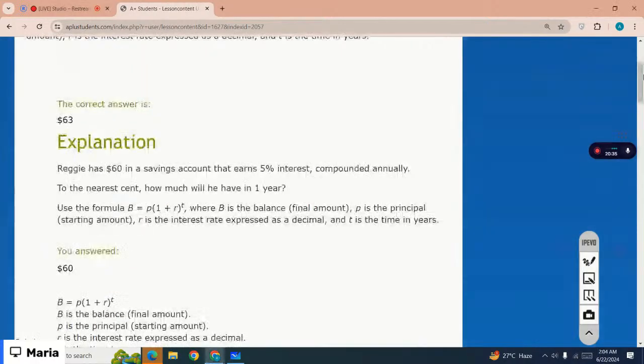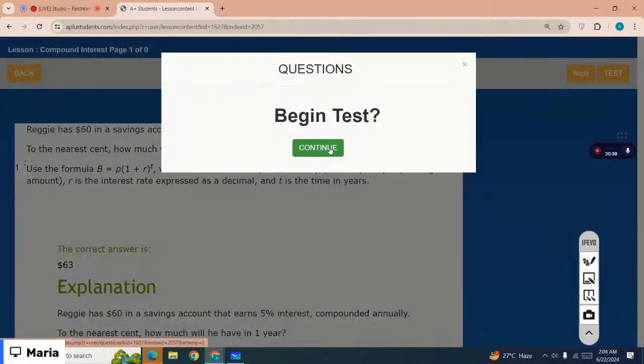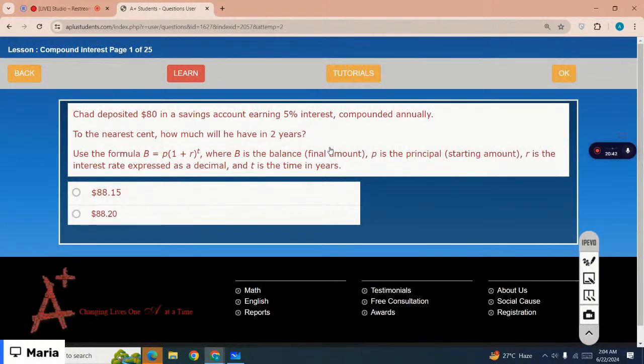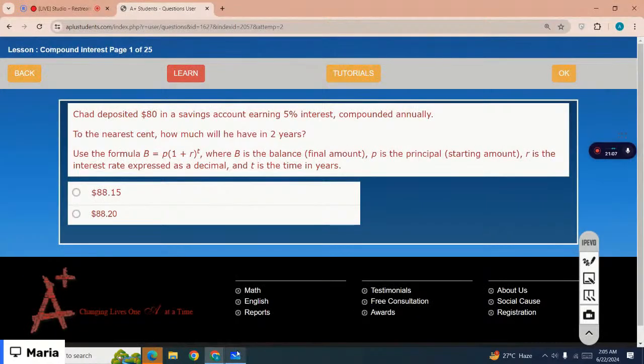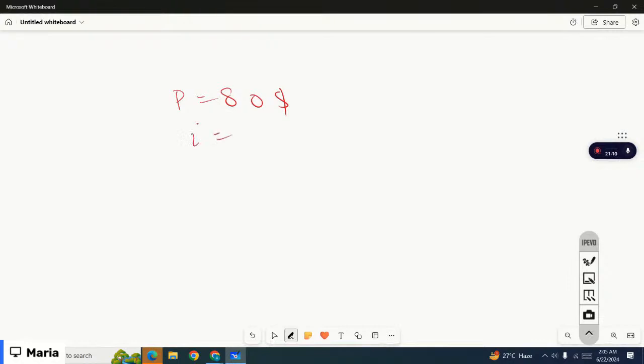Let's just start with the test questions. Okay, Shad deposited $80 in a savings account earning 5% interest compounded annually. To the nearest cent, how much will he have in 2 years? So you are given the principal amount, P equals $80, and the interest rate is 5%, or 0.05, and the time period is 2 years, I think.